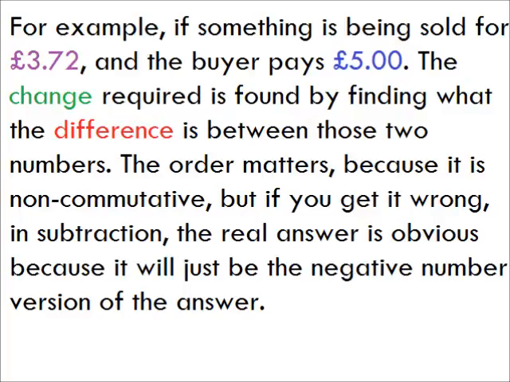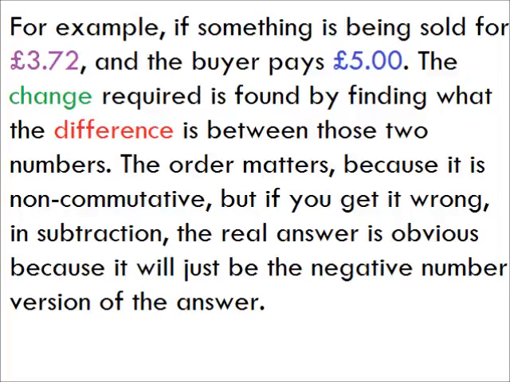For example, if something is being sold for £3.72 and the buyer pays £5, the change required, which is the answer in green, is found by finding what the difference is between those two numbers. The order matters because it is non-commutative.